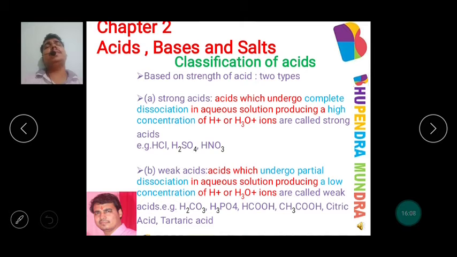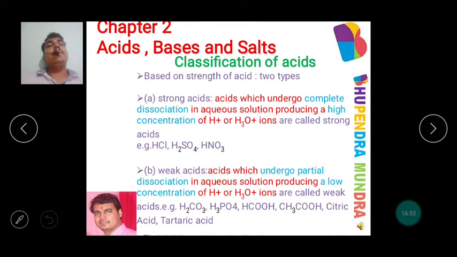Next one, weak acids: acids which undergo partial dissociation in aqueous solution, producing a low concentration of H plus or H3O plus ions, are called weak acids. H2CO3 is carbonic acid, H3PO4 is phosphoric acid, HCOOH is formic acid or methanoic acid, CH3COOH is acetic acid. Other acids are citric acid and tartaric acid, which are edible. Some weak acids are used as food preservatives or in making foods also.